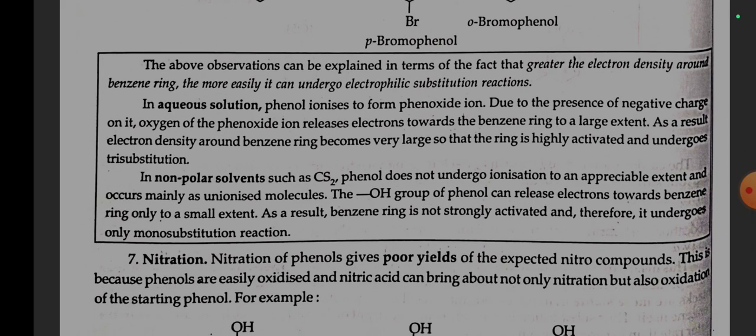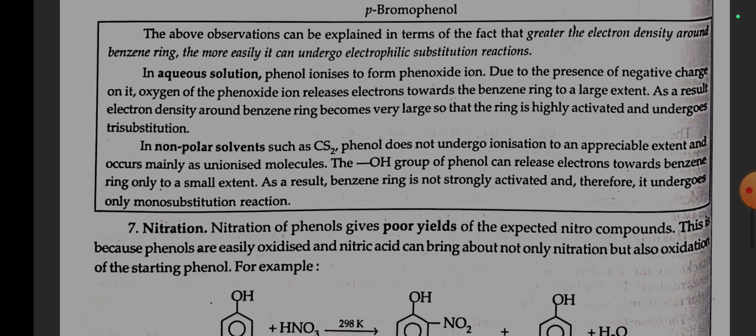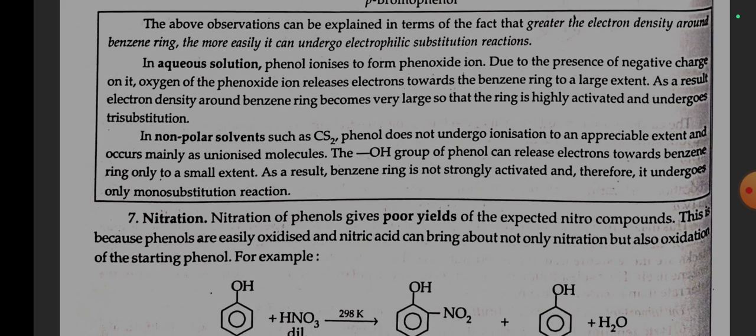The above observations can be explained in terms of the fact that the greater the electron density around the benzene ring, the more easily it can undergo electrophilic substitution reactions. In aqueous solution, the phenol ionizes to form the phenoxide ion. Due to the presence of negative charge on it, the oxygen of the phenoxide ion releases electrons towards the benzene ring to a large extent. As a result, the electron density around the benzene ring becomes very large, so that the ring is highly activated and undergoes trisubstitution.